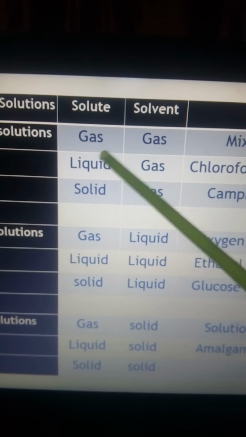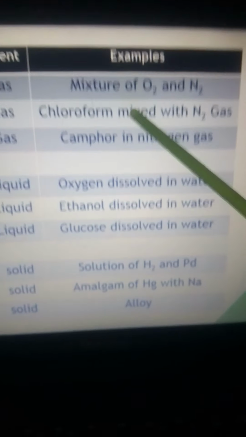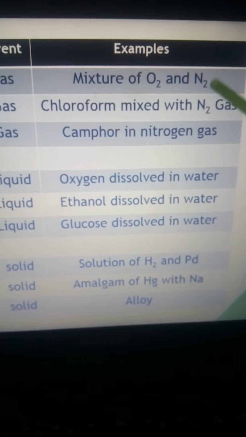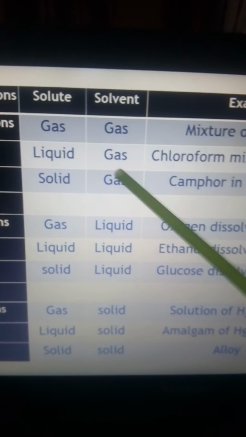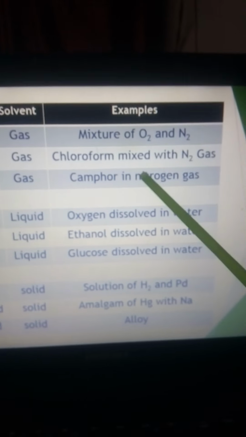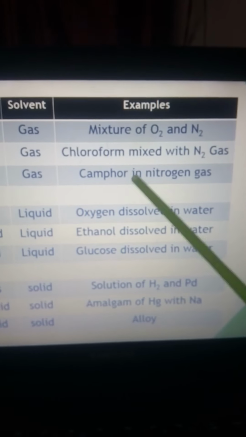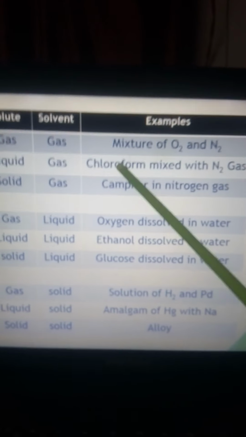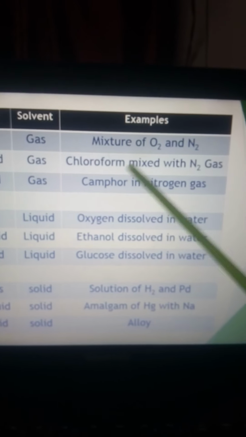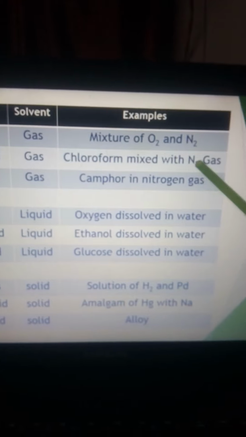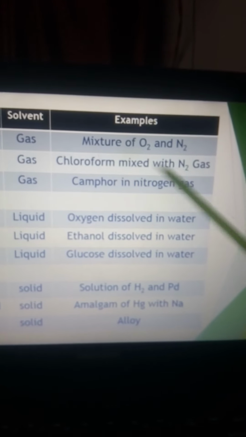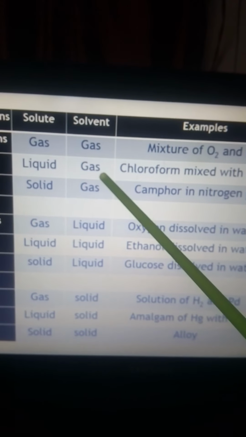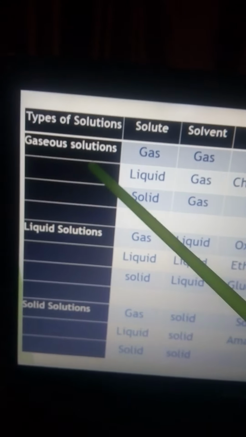That means we will get gas in gas solution. So you know that is a well mixture of oxygen and nitrogen, the mixture of any kind of gas. Liquid in gas, say chloroform mixed with nitrogen gas. Chloroform, you see, is obtained in the liquid state. So whenever you mix it with nitrogen, quickly it goes to the gaseous state and we will get a gaseous mixture, and that will be a homogeneous mixture. So we will get liquid in gas solution, that means a gaseous solution.